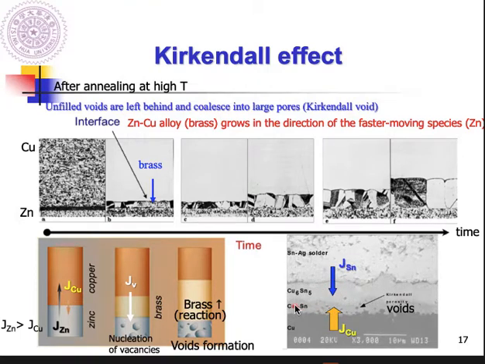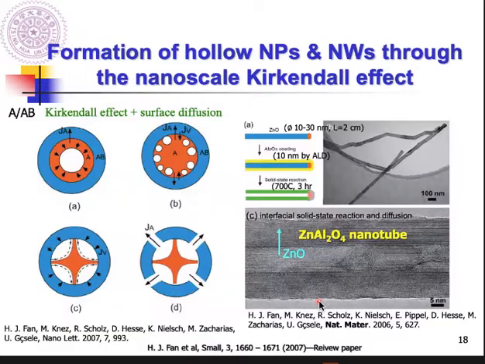So we can observe the copper-tin alloy form at the interface. We call it a chemical reaction. Okay, so this is the Kirkendall effect. And some scientists also use the Kirkendall effect to prepare some nano particles or nano wires of materials.